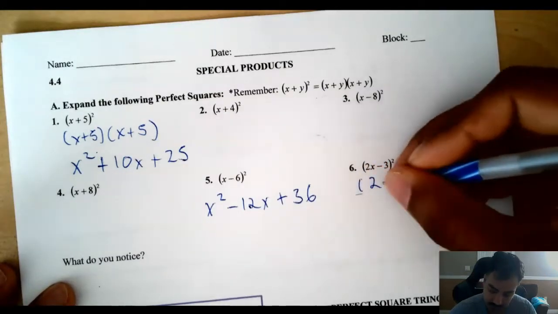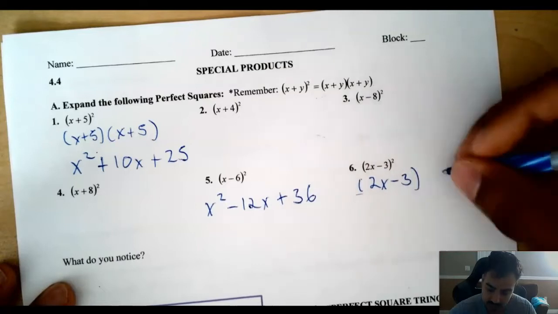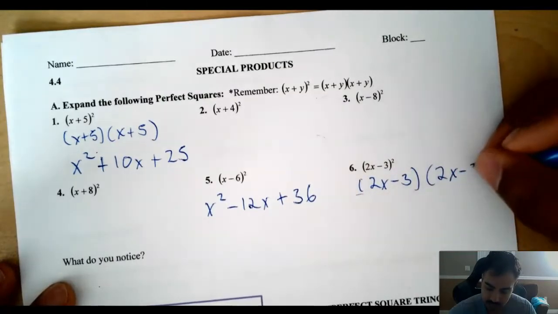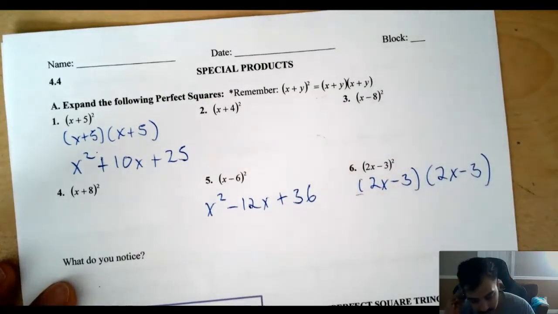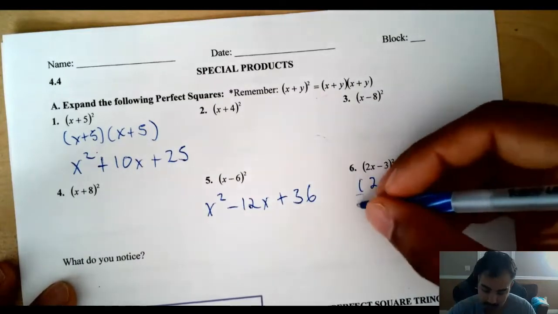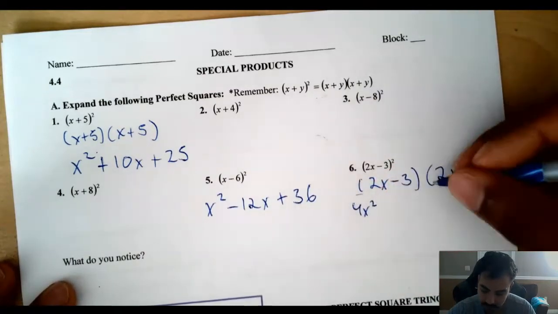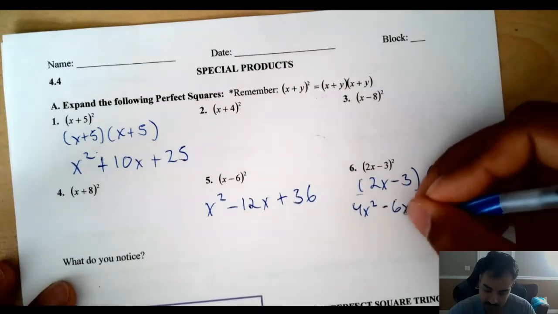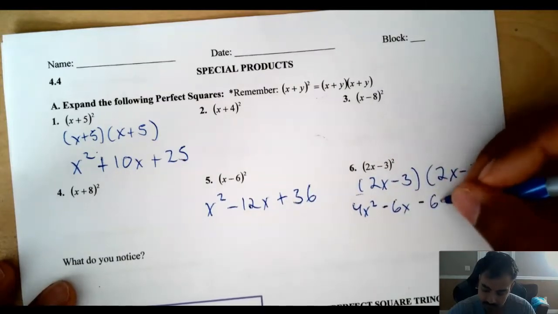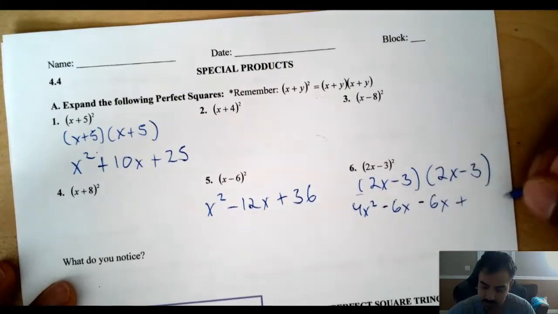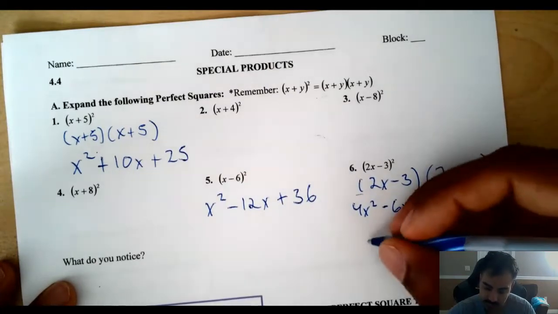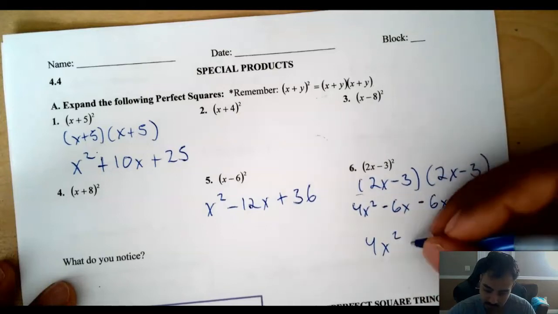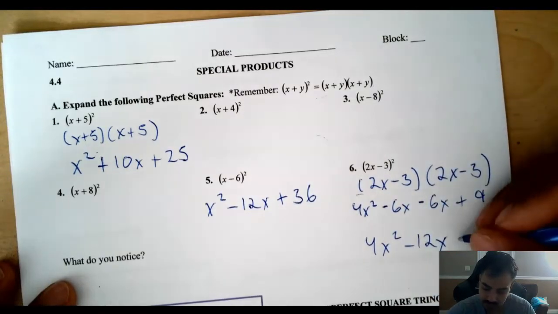So 2x minus 3, 2x minus 3. And then what you would do is multiply, so you got your 4x squared, and it's just foiling it, right? So -6x, -6x, and then +9. And then these two group together, so you get 4x squared minus 12x plus 9.